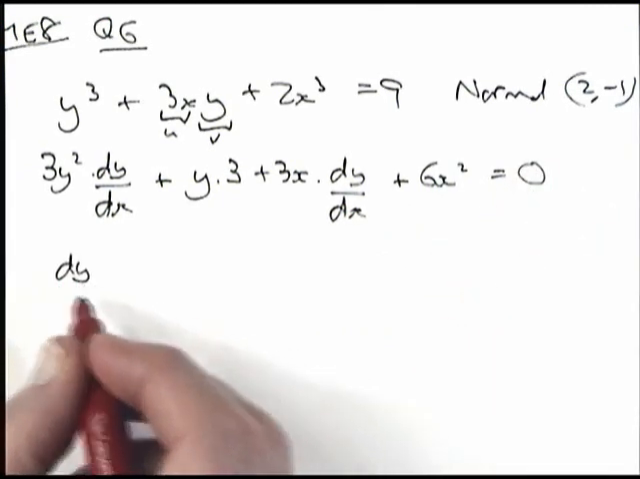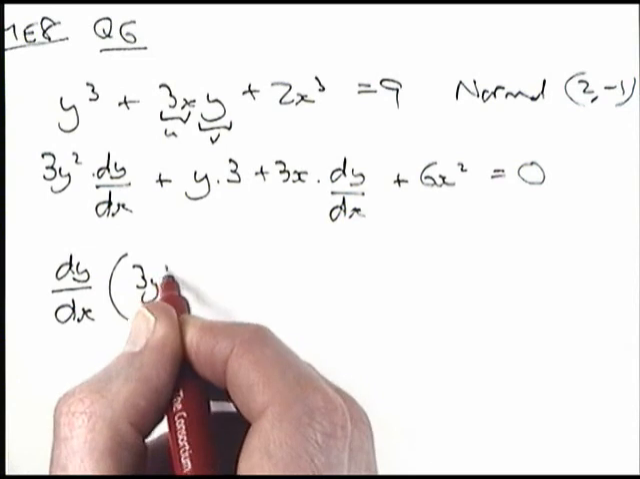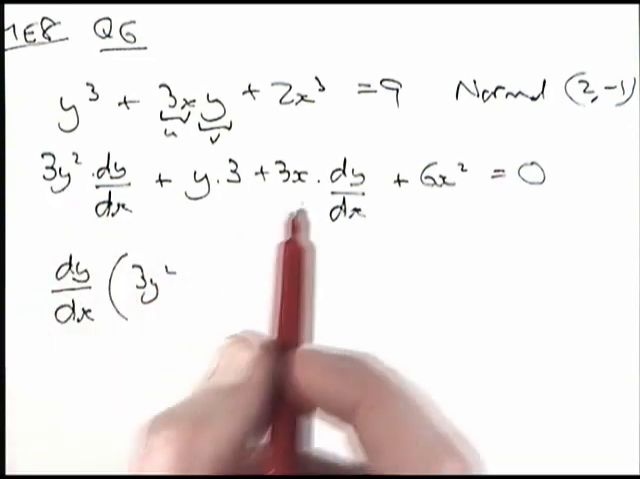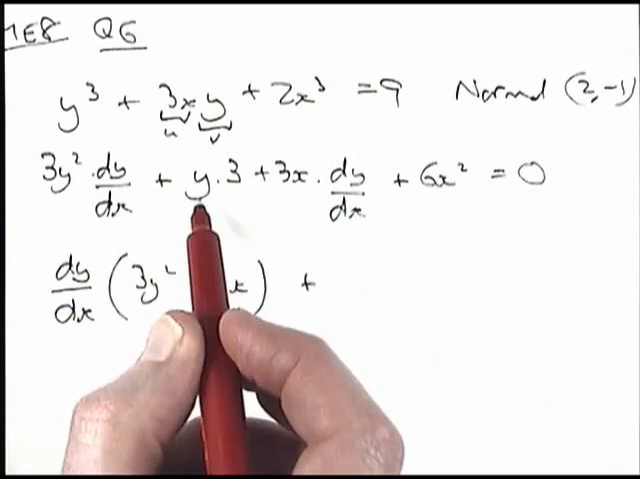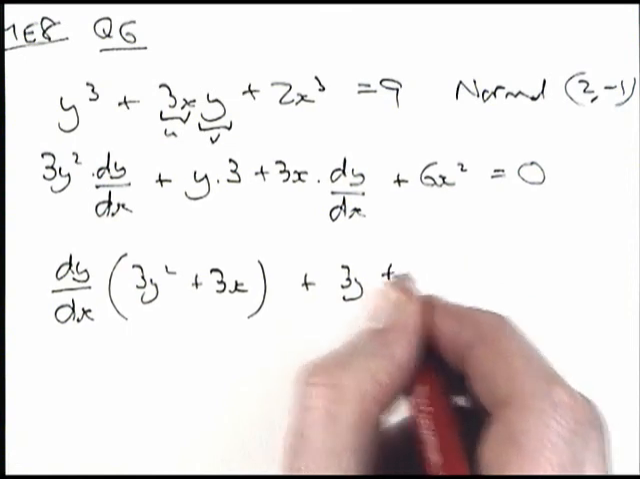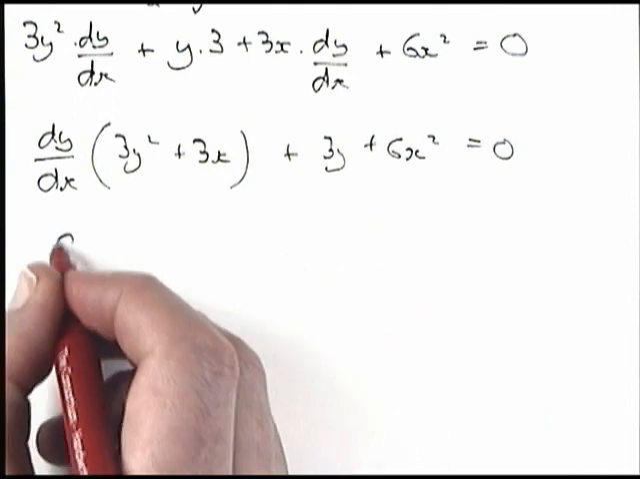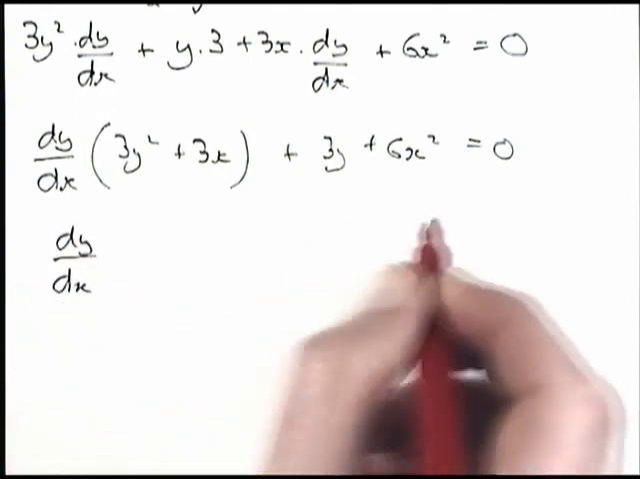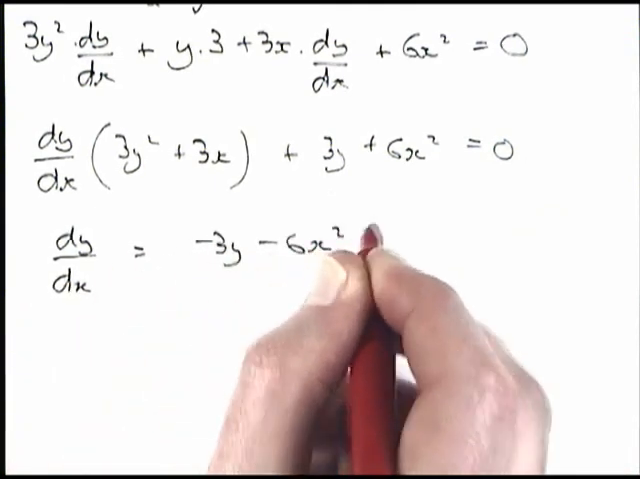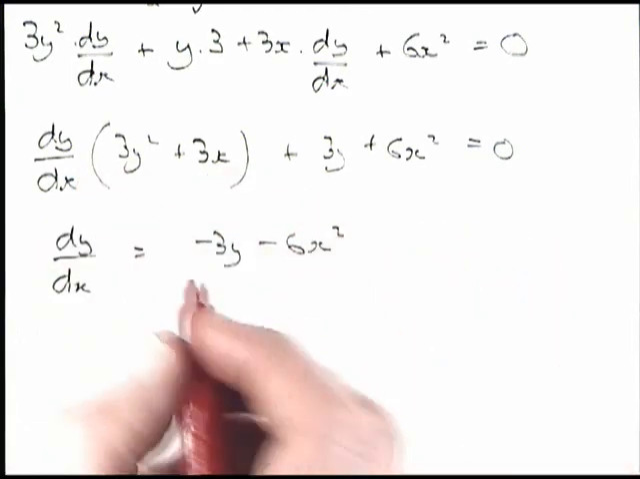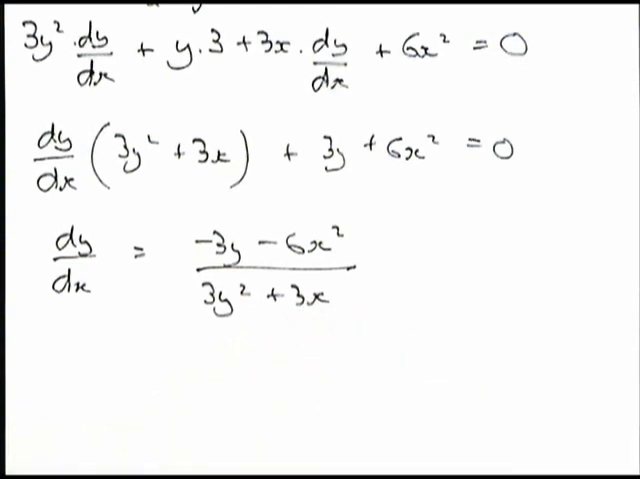Now what I would do, I would take dy/dx out as a factor first, because you want dy/dx written down just once. So we've got dy/dx times by 3y squared there, and 3x over here. What I haven't yet written down is a 3y and a 6x squared, and that still equals 0. So now, to get the dy/dx on its own, if I shift this to the other side of the equal sign, that will become negative over there. And then I divide this, I will get an expression for dy/dx.